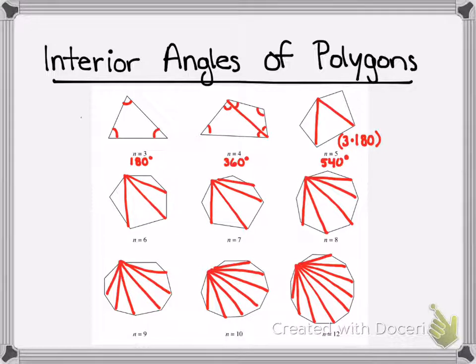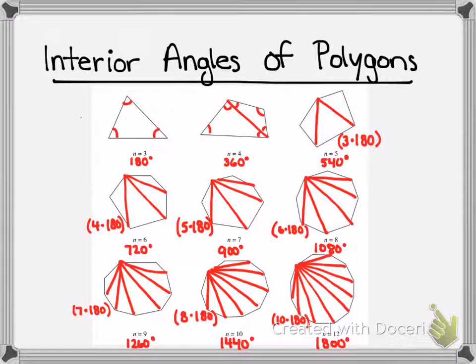So now, using that pattern where the number of triangles in the shape is 2 less than the number of sides, we can figure out the sum of the interior angles of every single one of these polygons. The six-sided shape would be 4 times 180 degrees. The seven-sided shape, 5 times 180 degrees. The eight-sided shape, 6 times 180 degrees, and so on. And we would get these sums of the angles.